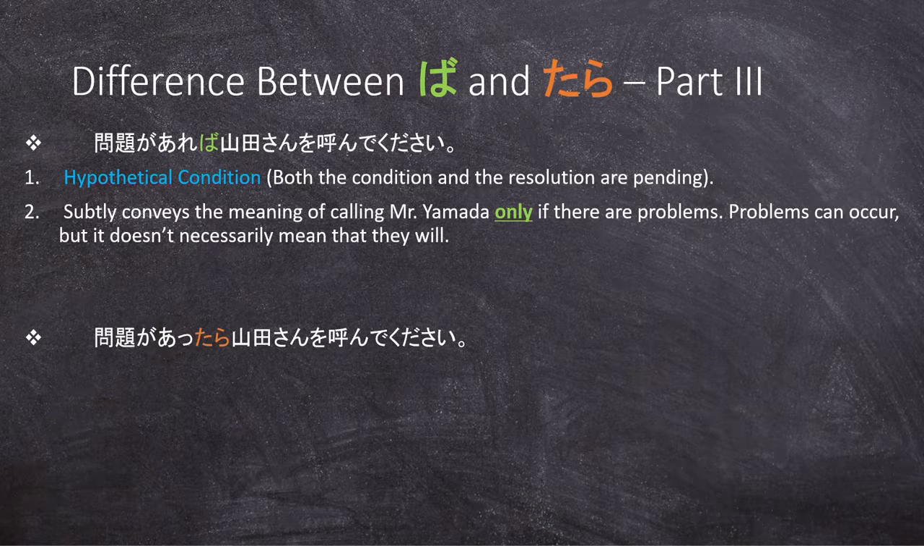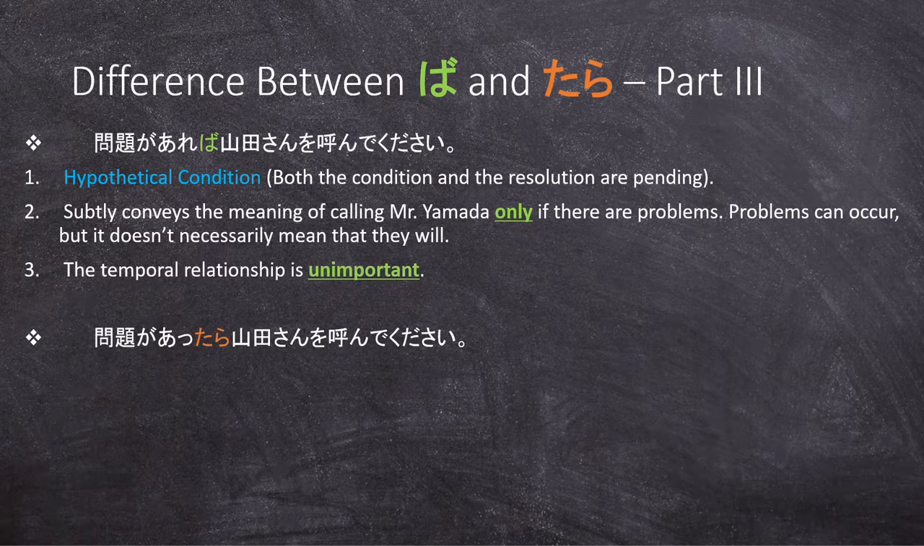So this sentence subtly conveys the meaning of calling Mr. Yamada only if there are problems. Problems can occur, but it doesn't necessarily mean that they will. Now this "only" here is really important because you really get that sense of exclusivity when you read this sentence. Mondai ga areba Yamada-san wo yonde kudasai. So you are really saying to the listener here, if he has any problems, if he would encounter any problems, then only then he should call Mr. Yamada.